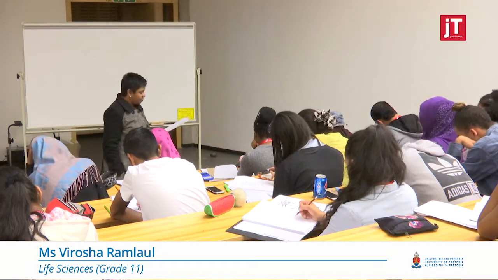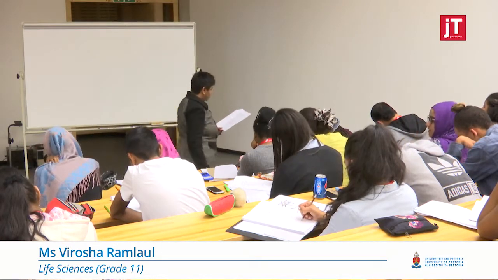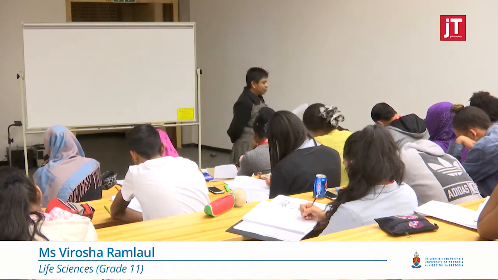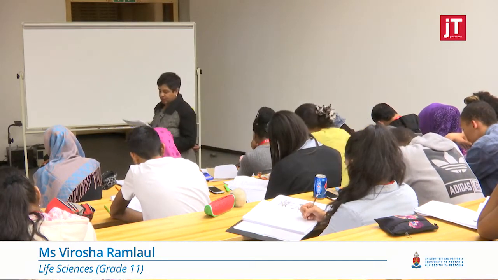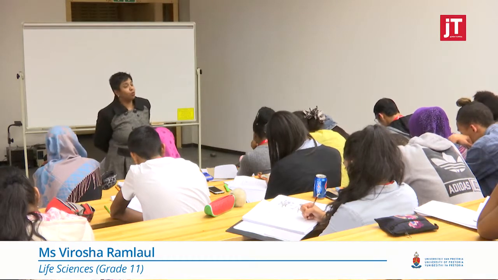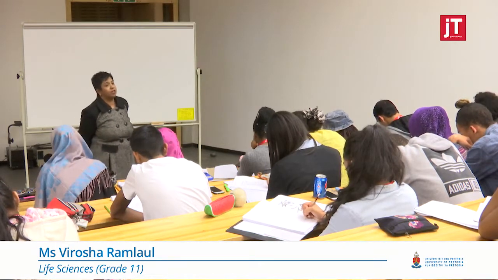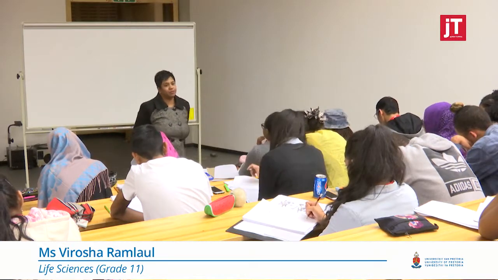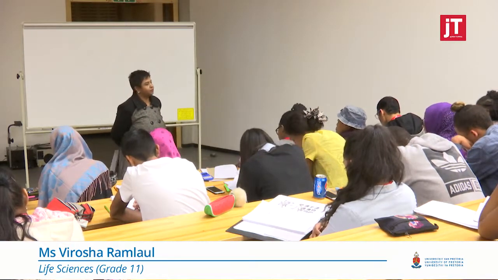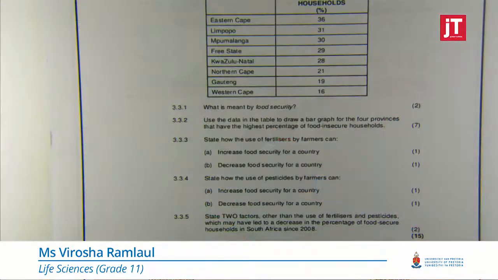State two factors other than the use of fertilizers and pesticides which may lead to a decrease in the percentage of food-secure households in South Africa since 2008. So they're asking you, why is it that there are so many households that do not have access to food? Can you give us some answers? And I want some good logical answers, no speculation here.